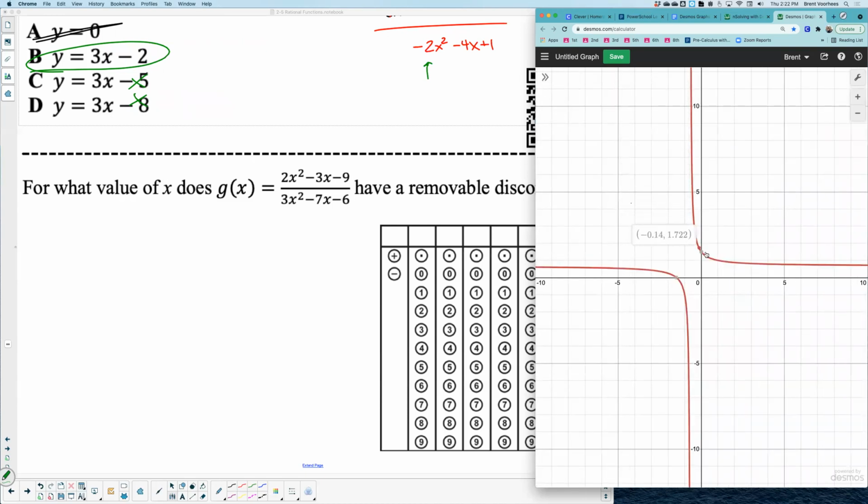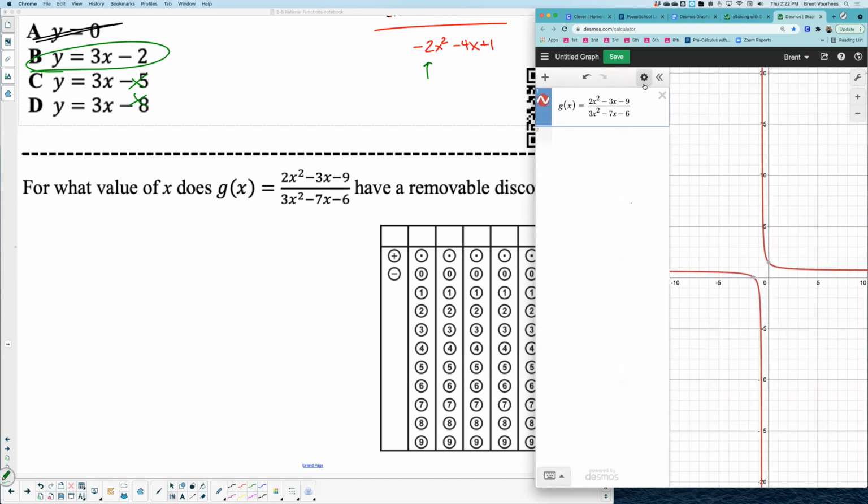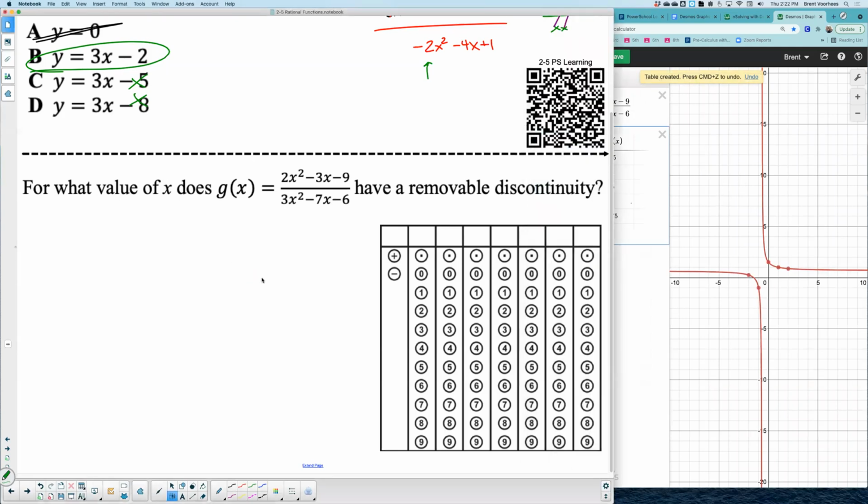You can highlight the graph and try to find wherever the graph flashes to a white circle, which is hard to do if you go as fast as I just did. You have to go a lot slower. Or you could go to edit settings, table, and try to find it from there, adding values. But I'm going to do the algebra first. What I need to do is see what cancels. So I need to factor this.